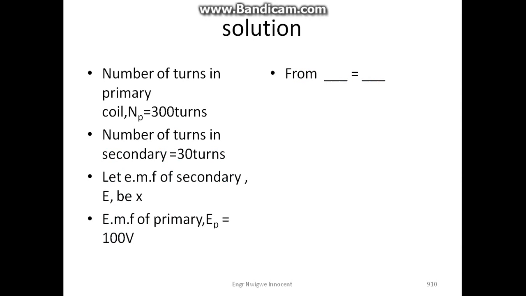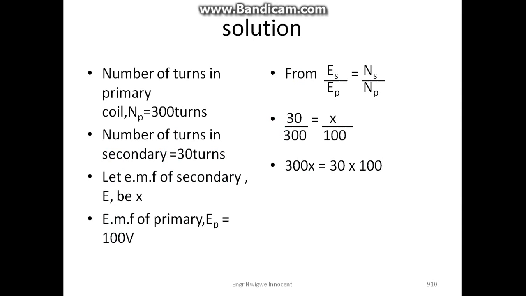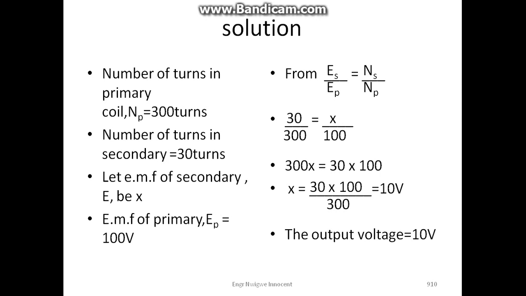From ES over EP equals NS over NP, 30 over 300 is equal to X over 100. 300X is equal to 30 times 100. X is equal to 30 times 100 over 300, which is equal to 10 volts. The output voltage is equal to 10 volts.